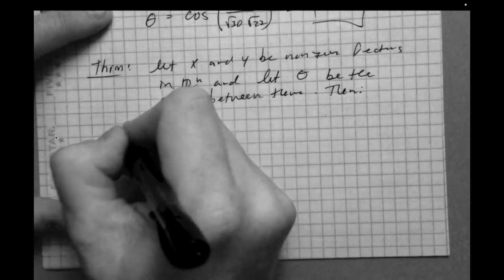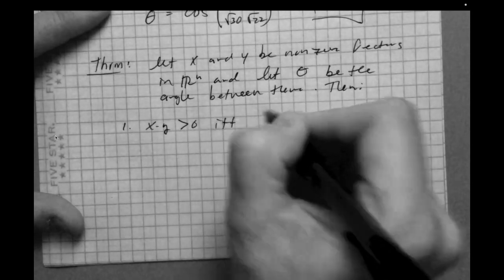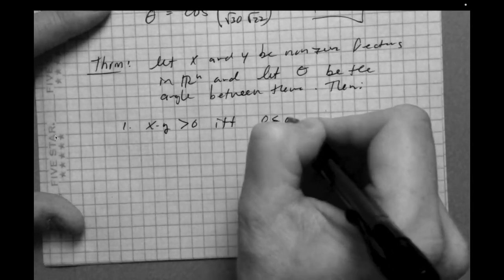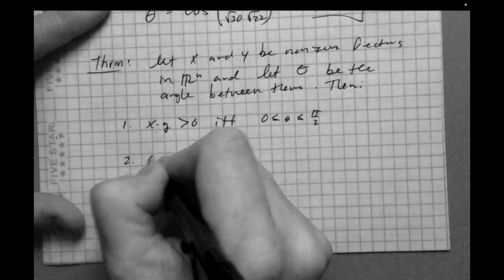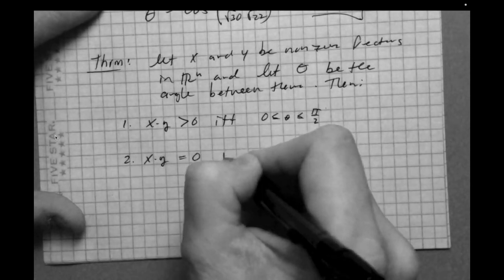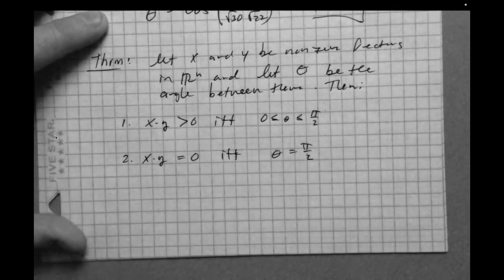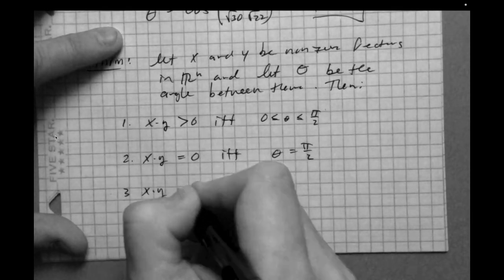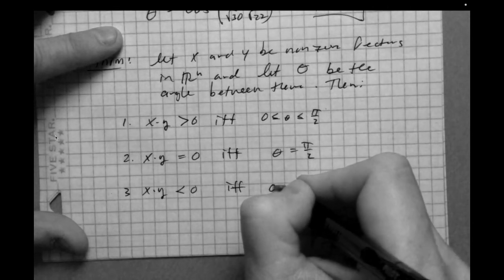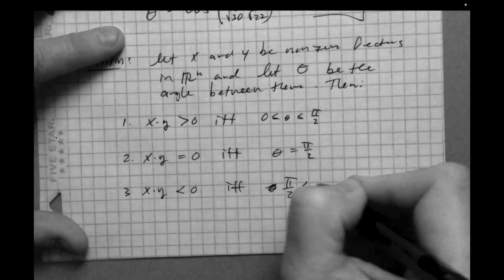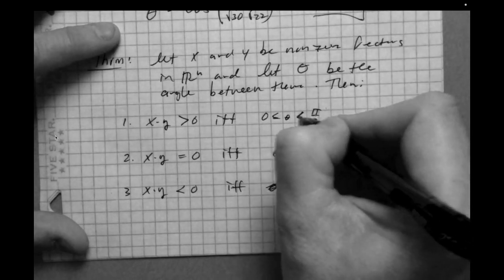Then, a couple of things. First one, x dot y is greater than 0 if and only if 0 is less than or equal to theta is less than pi over 2. Second thing, x dot y is equal to 0 if and only if theta is pi over 2. And the third thing, x dot y is less than 0 if and only if pi over 2 is less than theta, which is less than or equal to pi. And the first one should be strictly less than, sorry.